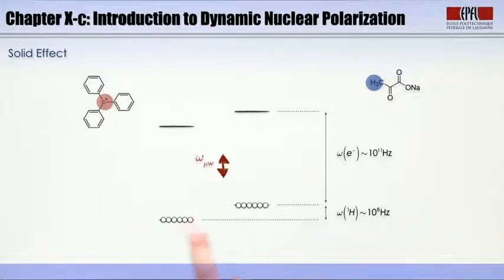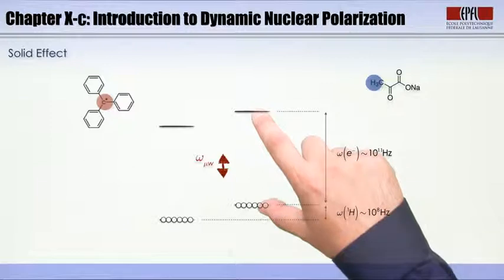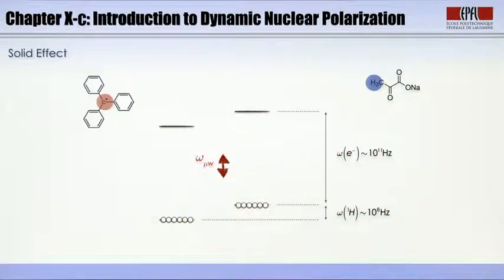Here you see the 4 energy levels of this coupled 2-spin system, and you can already see that there is a large electron polarization across these transitions, whereas the nuclear polarization across these transitions is close to 0. So what we're going to do now is shine microwave at a low frequency, and we're going to increase this frequency until something happens.